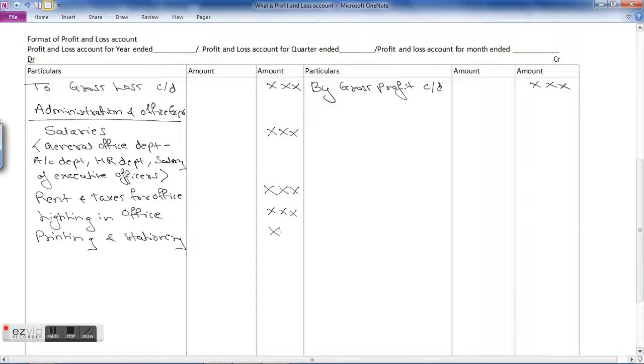Now this printing and stationery, what does it include? It includes all the ink for the printer. Correct? Then pens, pencils, papers, files, whatever printing and stationery that is required.